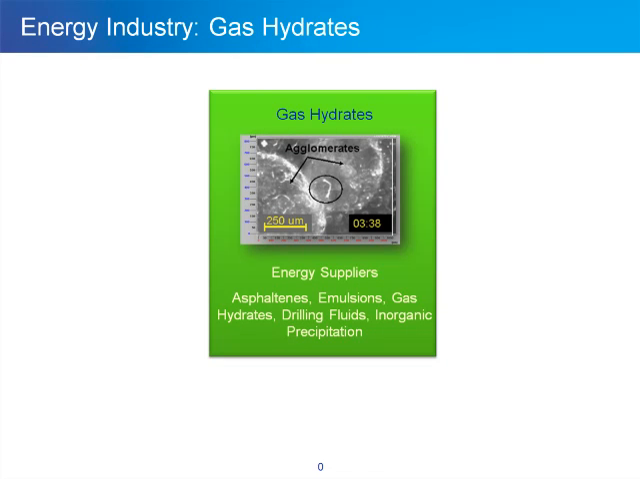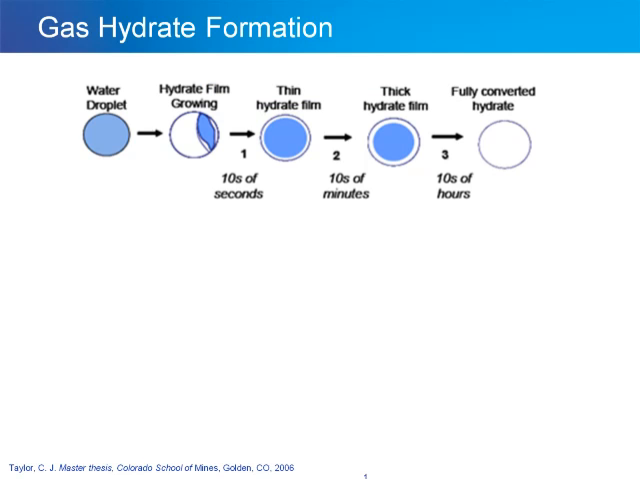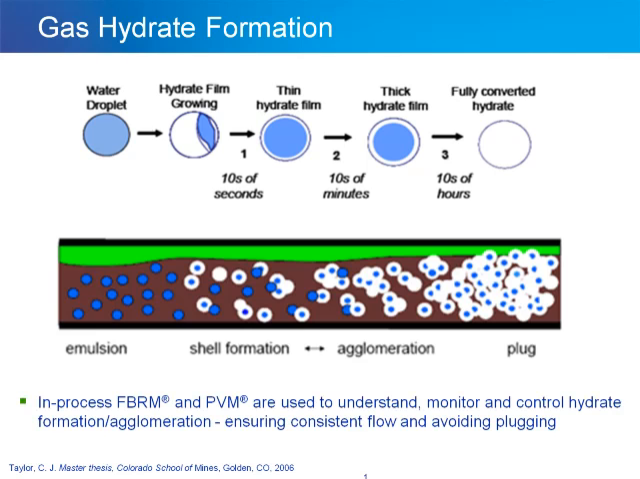Our next example is on gas hydrates. In this work, we are looking at the gas hydrate formation process pictorially shown here. An initial water droplet will have a hydrate film grow upon it, thicken, and ultimately fully convert into a hydrate. These hydrates may agglomerate and plug a pipeline, causing flow assurance issues.